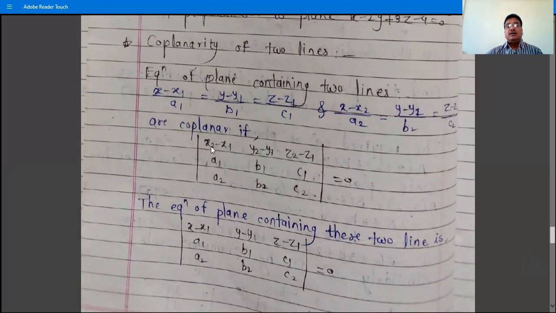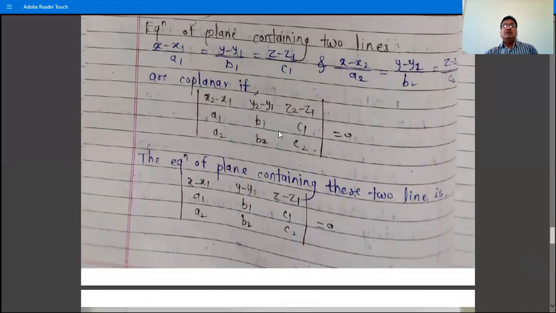What is the determinant? The first row is what? x2 minus x1, y2 minus y1, z2 minus z1. And the second row is a1, b1, c1. The third row is a2, b2, c2. If this determinant is 0, then we say the two lines are coplanar.